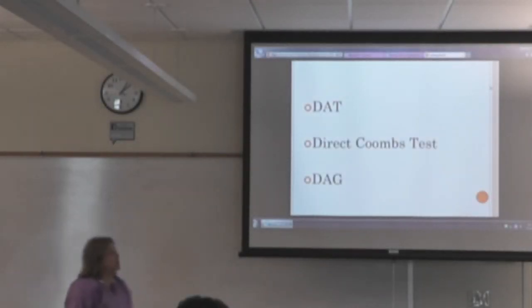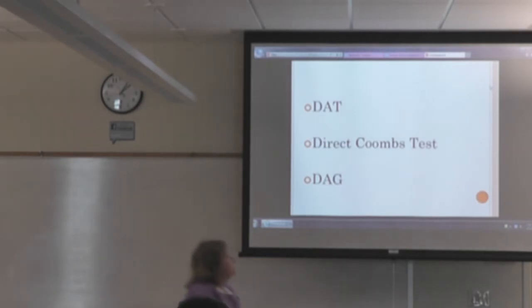Direct antiglobulin test is called a D.A.T. Some people call it a DAT, but that's kind of a non-blood banker term. So it's like D period A period T. Direct Coombs test is also another synonym, and I've heard it called a DAG, although I think that's really an old term. But you could probably call it a DAG if you wanted to.